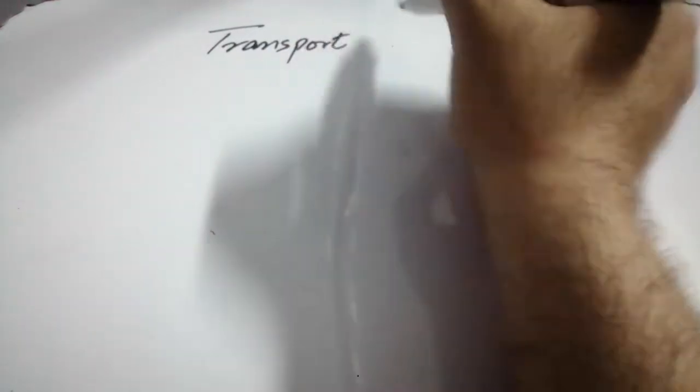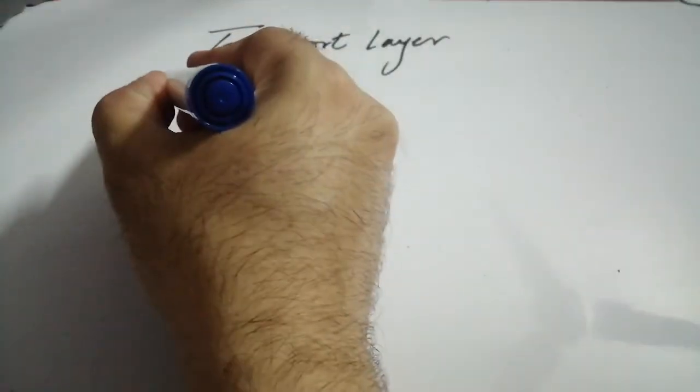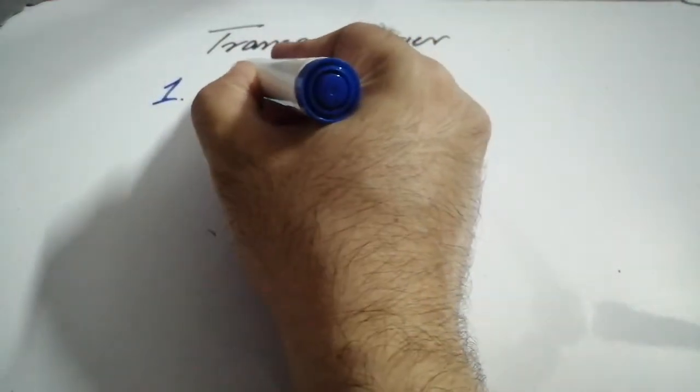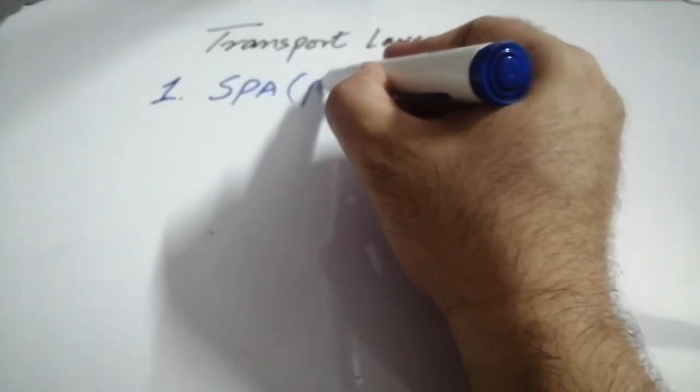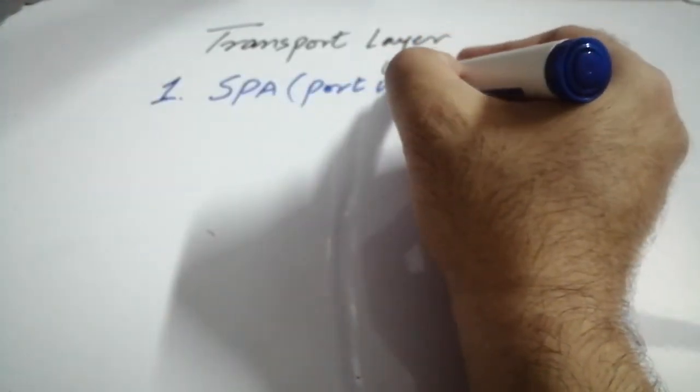We will first discuss the service point addressing, which is the first responsibility of transport layer. Transport layer, and its first responsibility is service point addressing, in other words, port address.